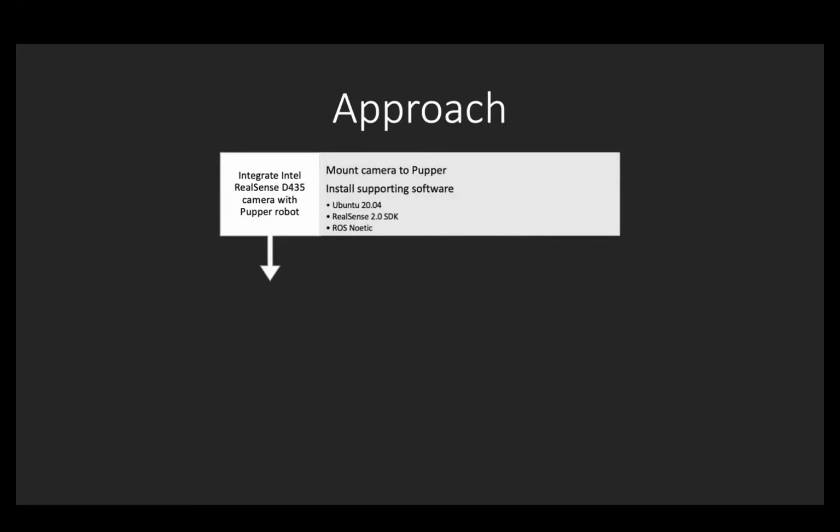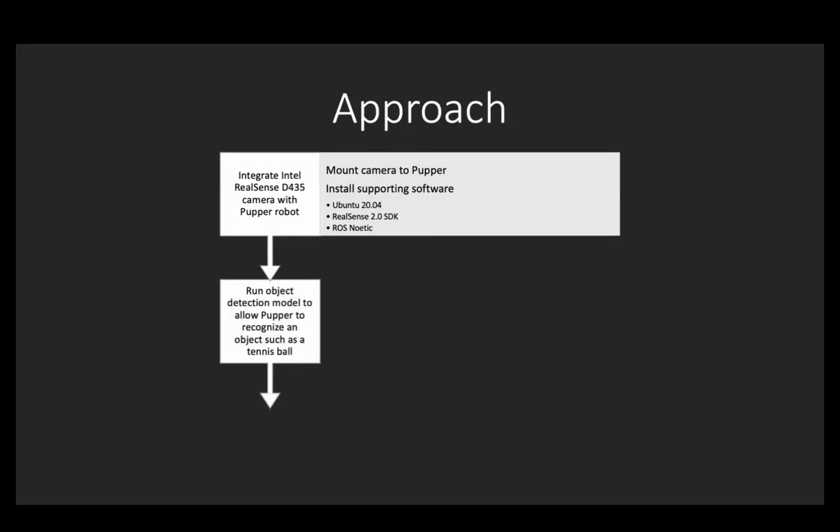At a high level, our approach consisted of 3 phases. First, we needed to integrate the Intel camera with Pupper, so mounting it to Pupper and installing all of our supporting software. We actually ended up going with Ubuntu Server 20.04, which made it easier to install and work with ROS, as well as installing all the RealSense SDK stuff that we would need to fully integrate the camera.